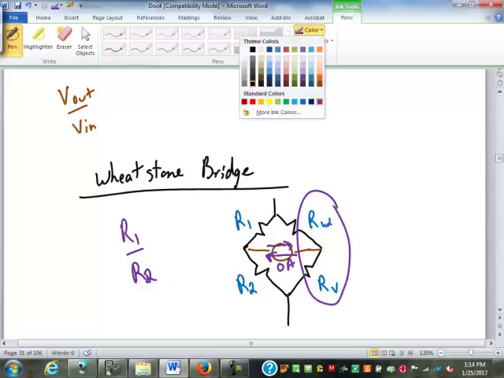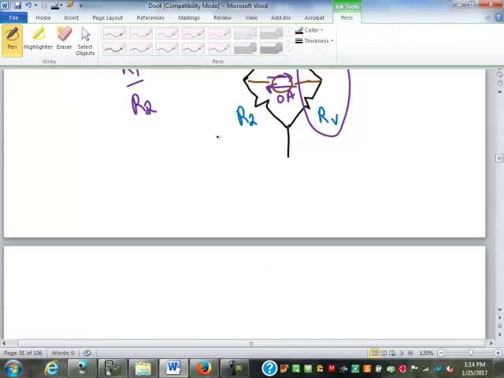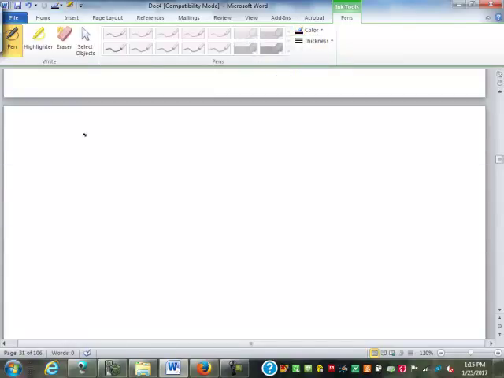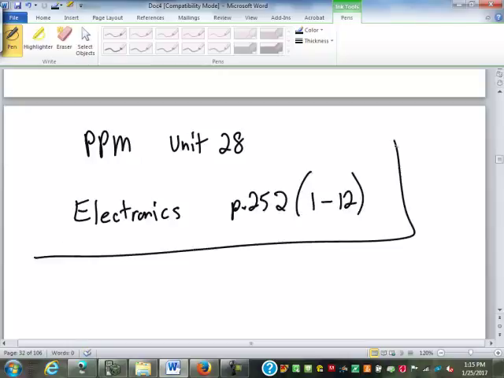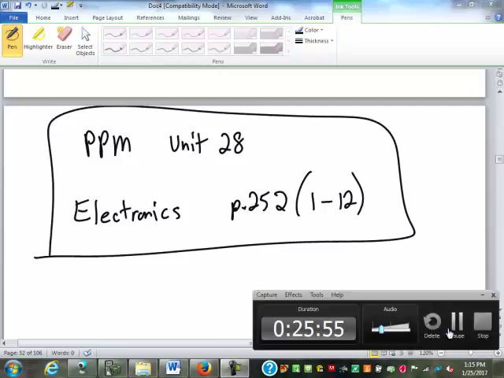Okay, I am going to give you guys some packets to work on here. One packet, I'm just going to call it the PPM packet. It's going to be Unit 28. And the other one, I should call it the electronics packet for now. It's going to be page 252, 1 through 12 that I want you to work on. So any questions?